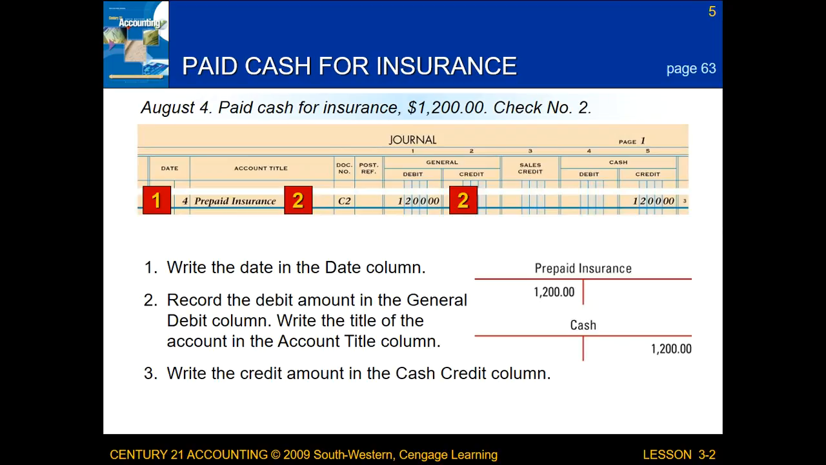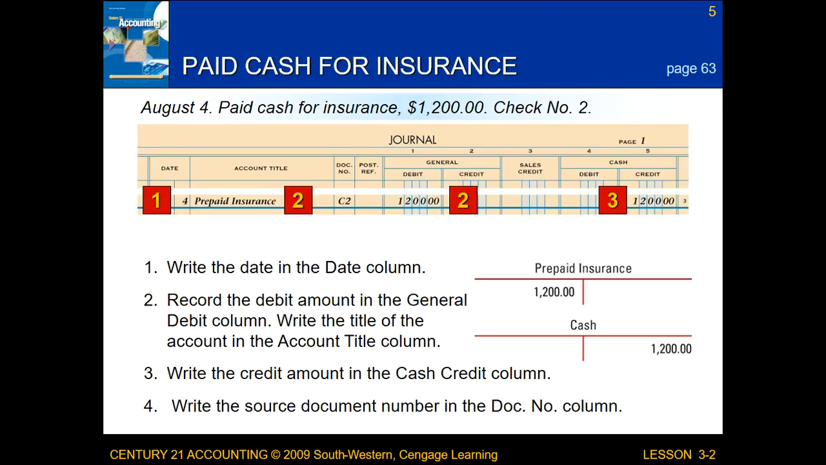Step 3 is to write the credit amount. It's a cash credit, so I get to use the cash credit column. And step 4 is to write the source document number. In this case, it was check number 2.